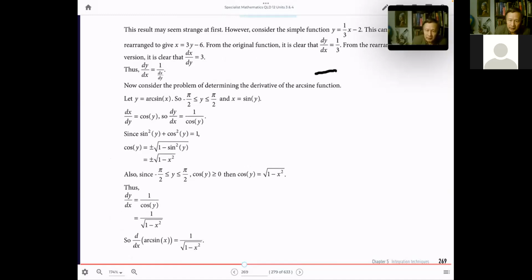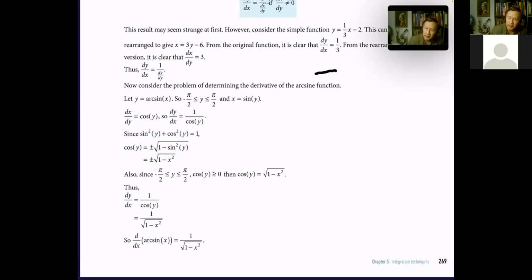Use this, dx/dy equal to cosine y. Then you can see that dy/dx equals 1 over cosine y. And then they use trigonometry, Pythagoras' theorem, can you see? So you can rewrite cosine y in terms of sine y. Okay, and then what do they do? They just follow this.